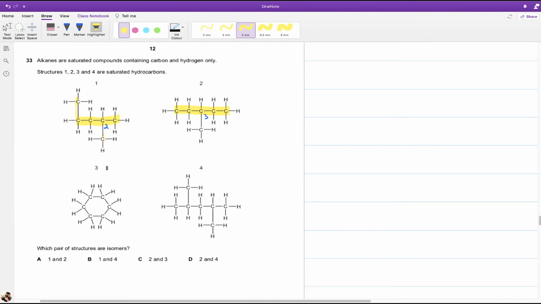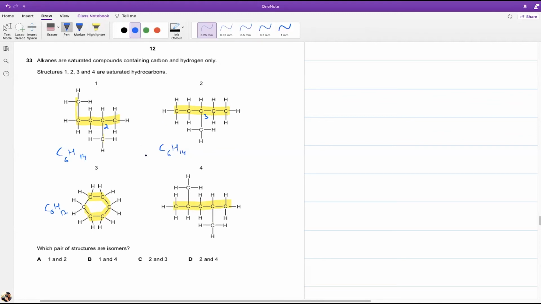This one has 1, 2, 3, 4, 5, 6 carbons, but the number of hydrogen over here, this is 6, C6H14. This is also C6H14. This is C6H12. Let's look at this one. This one is 1, 2, 3, 4, 5 in the long chain and 2 in the branches.